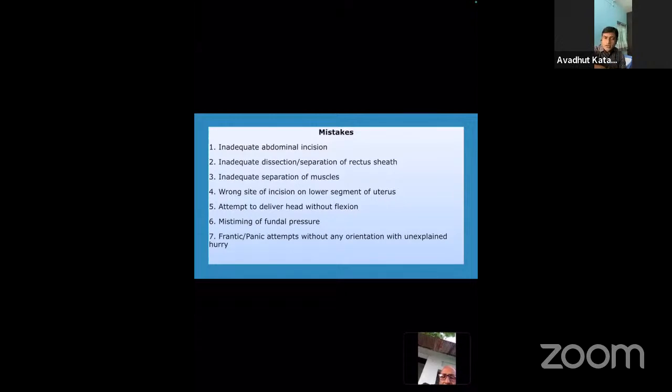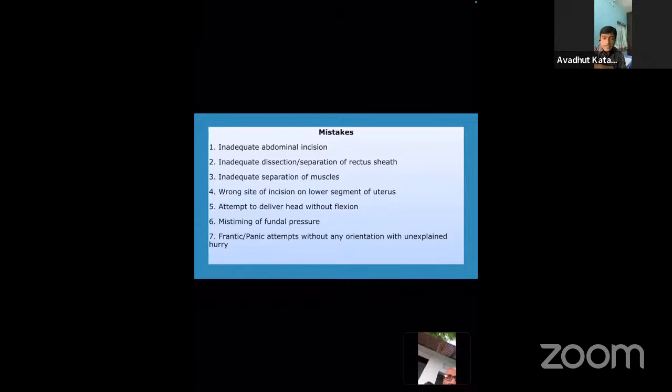Mistiming of fundal pressure. If the head is not flexed, if the head is still rotating, and at that time you ask for fundal pressure, then the axis may go wrong and there are chances of rotation of the fetal head and fetus also, and you are going to face troubles. So mistiming of fundal pressure. When you are confident, when you are comfortable, when you feel that yes, this head is flexed, only at that time you ask for the fundal pressure. Again, it is a key point. Two key points: attempt to deliver head without flexion and mistiming of fundal pressure.